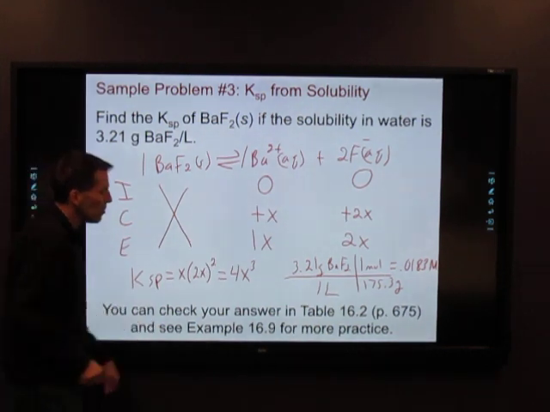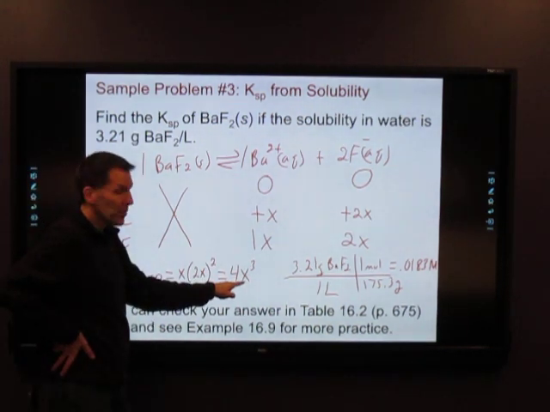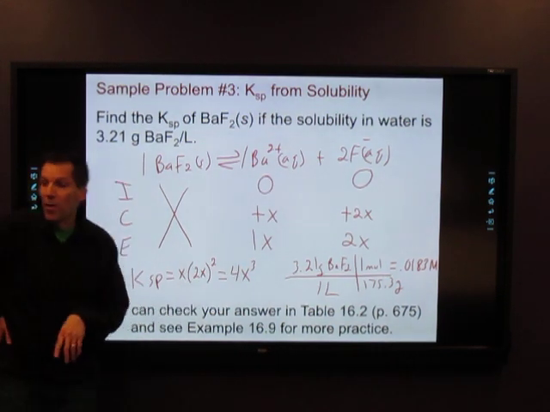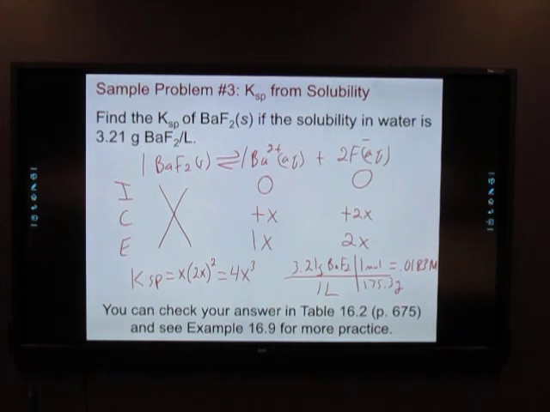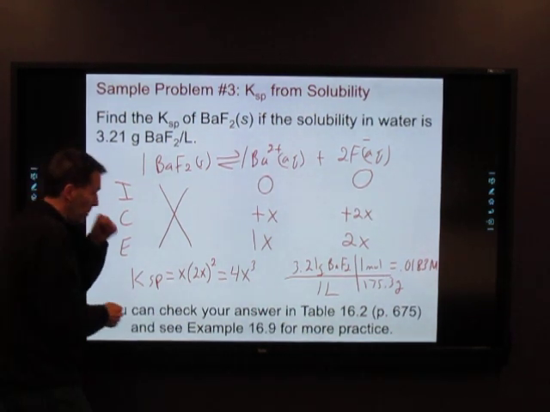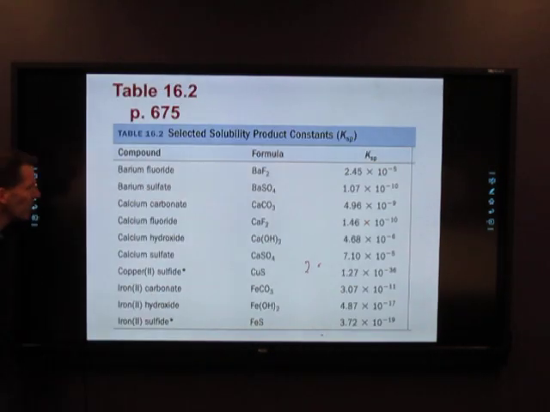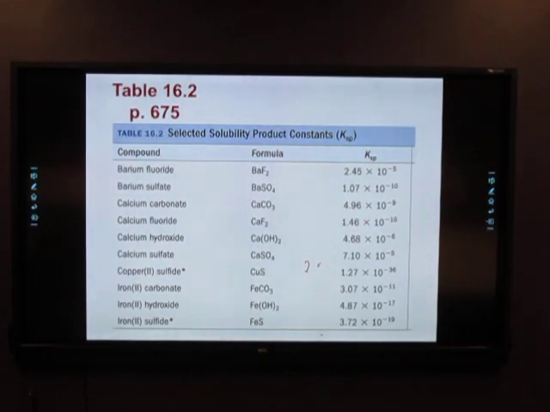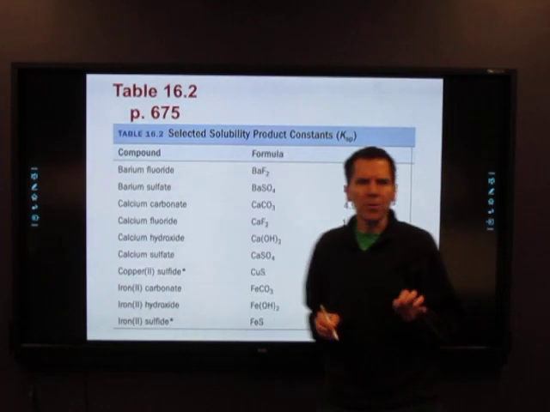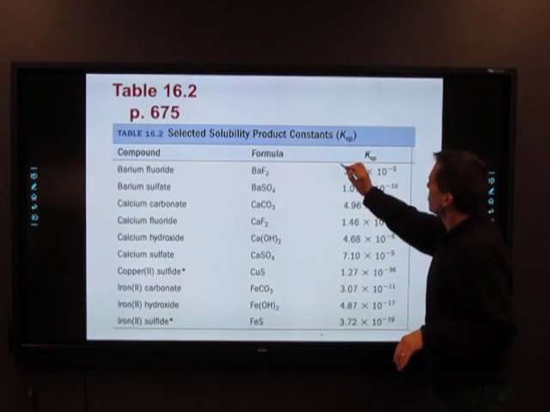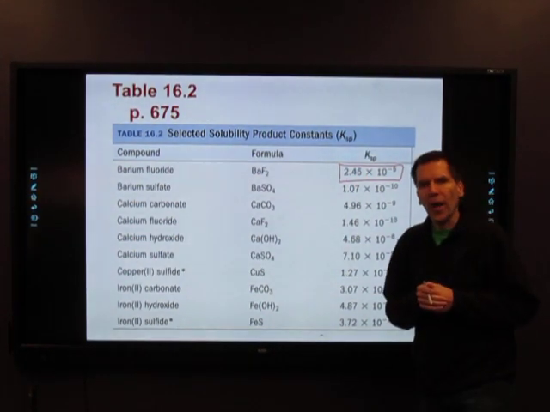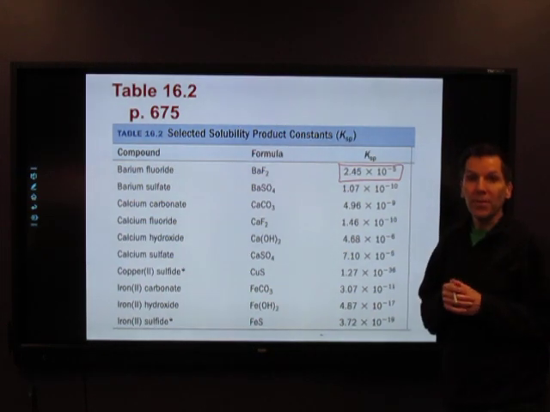Watch your math on this, because you put the X in the way we have it set up here. You have to cube it first and then multiply that result by 4. And I'll jump over the table on 675. That will tell you the answer you should get. And so, depending on how you rounded this, you may have a slightly different answer, but you should be very close to 2.45 times 10 to the minus 5th.